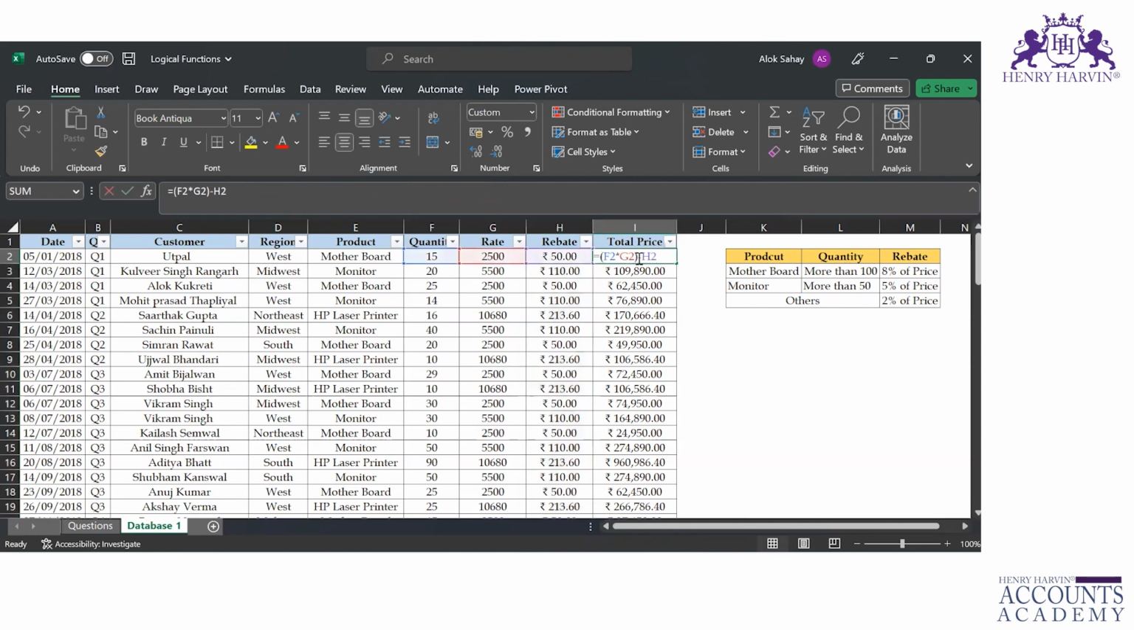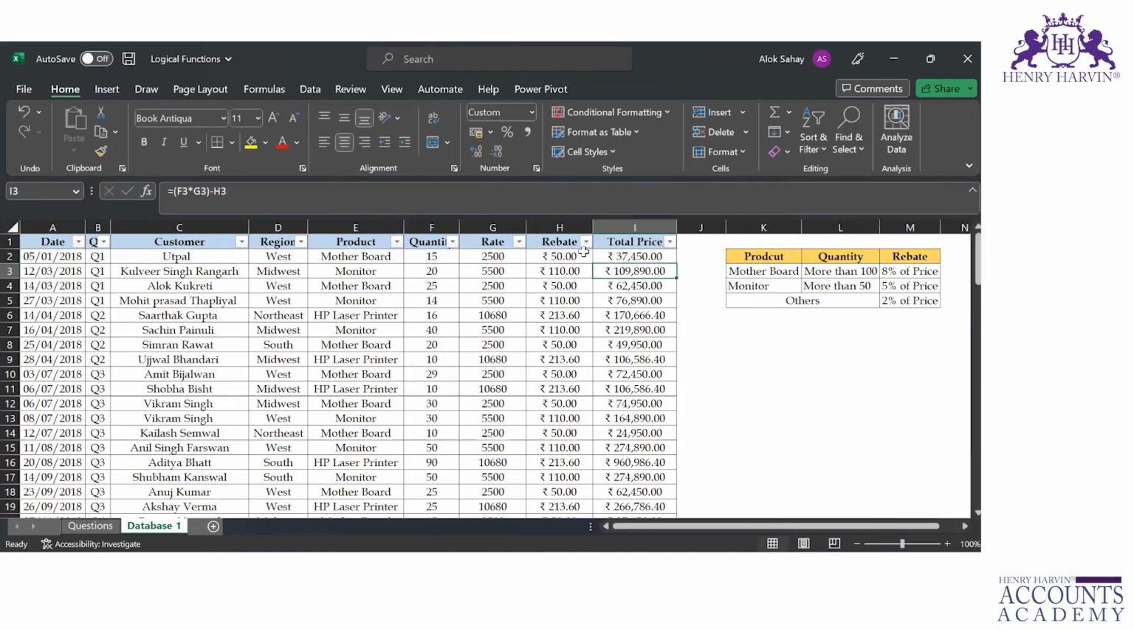Now here you can see that there is one formula, right? The formula is quantity into rate minus discount. If it is a discount, then you can multiply everything by quantity. If nothing is mentioned, then it's fine that you have got the rebate. But if it is mentioned that the rebate should be per unit, then you should be getting some other formula, like G2 minus H2 into F2, right? If the rebate would be per unit.